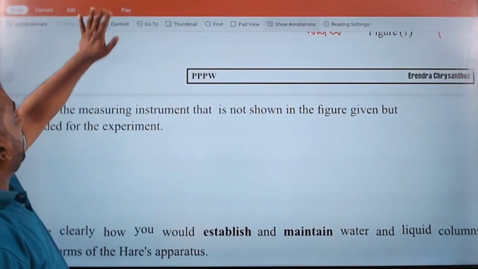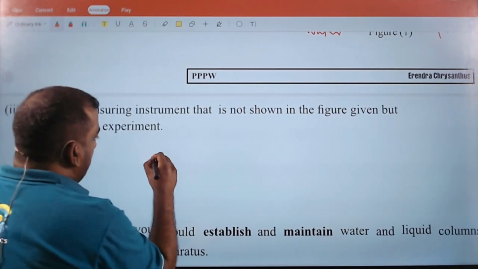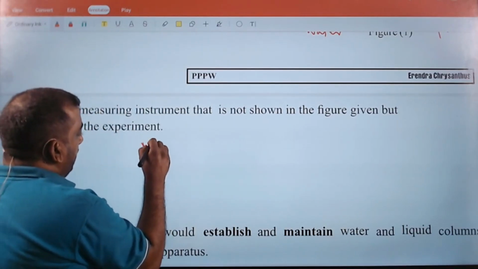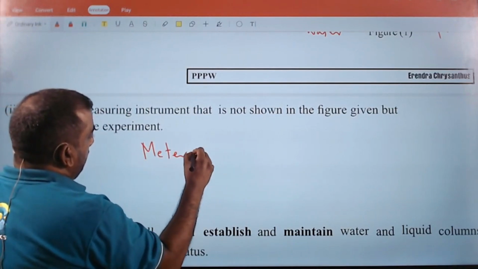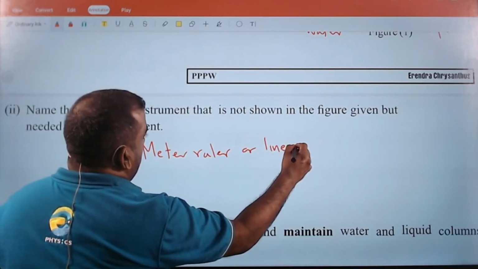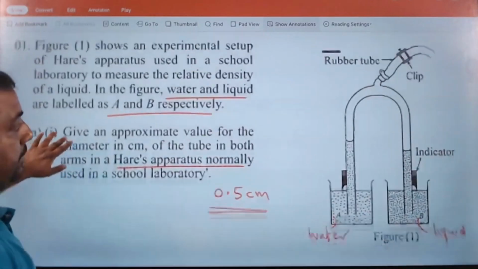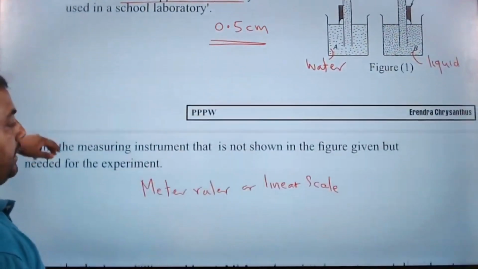Next. Name the measuring instrument that is not shown in the figure but needed for this experiment. So to measure the rise we need a meter ruler, or we can say a linear scale.